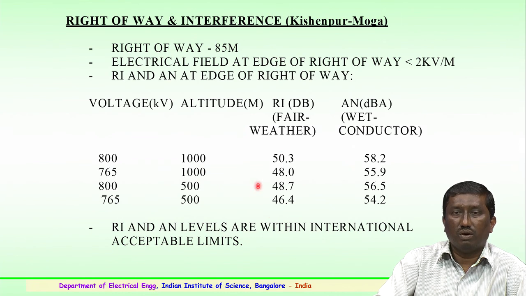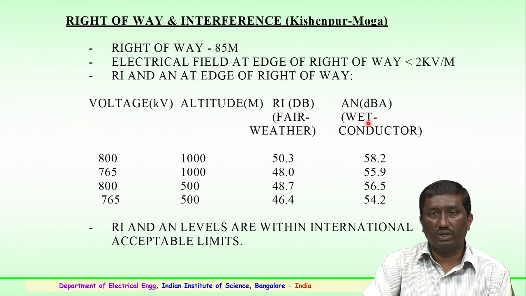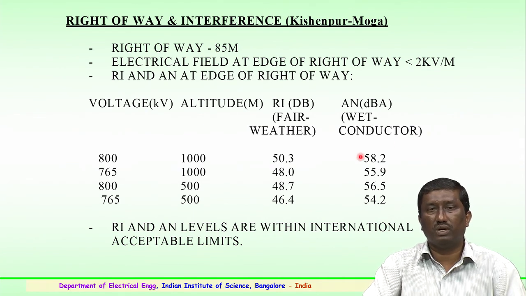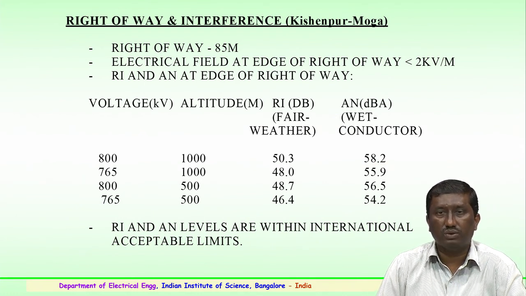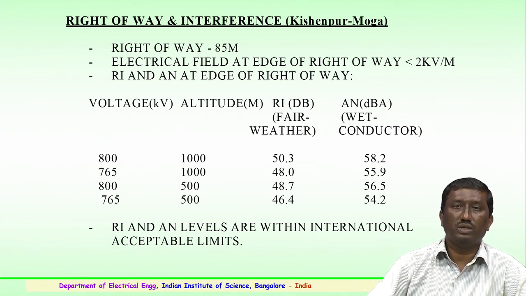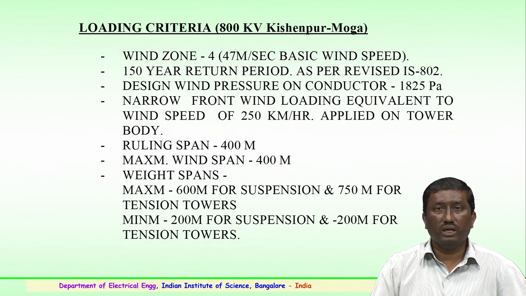So, here the value of the radio noise generated is much lesser than the stipulated limit of 60. So, it is 50, and in case of wet conditions, that is fall weather or rain conditions, you could again see it is lesser than the prescribed limit of 60 decibels or 1000 microvolts. So, it is 58.2, which is very important, and these are accepted values within the international acceptable limits. These are some of the values adopted in the first 765-800 kV project commissioned in the country.